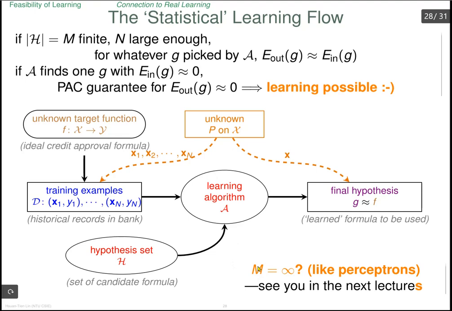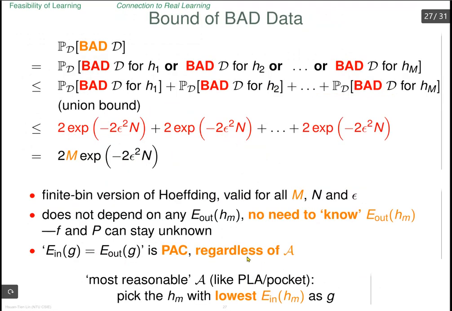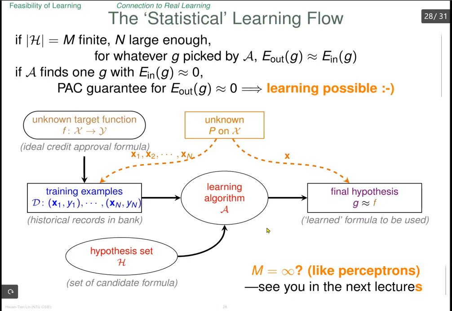And what if M is infinite? The hypothesis set tends to infinity, like perceptrons. What could be the situation? Think about it, especially this part, 2M. What if M is infinite? That will be the subject of the coming lecture, the answer to this question.